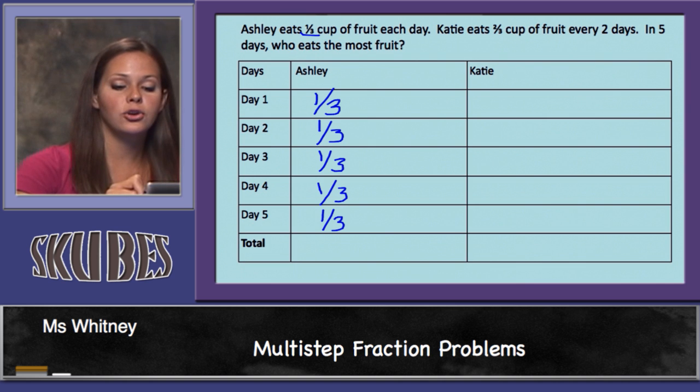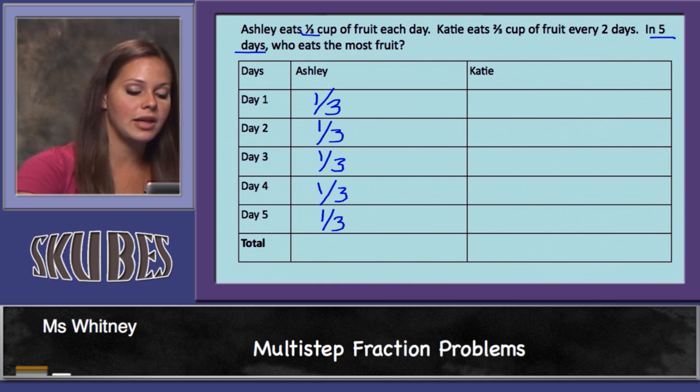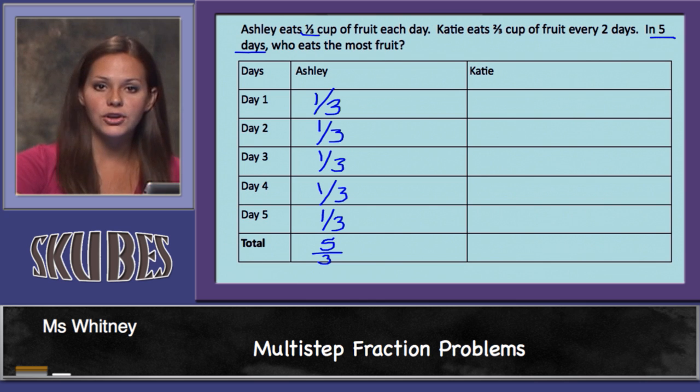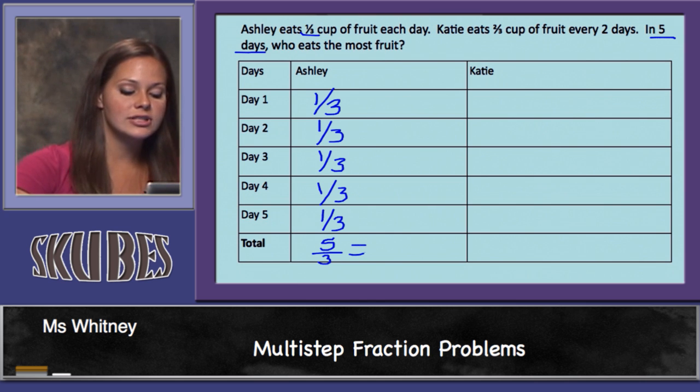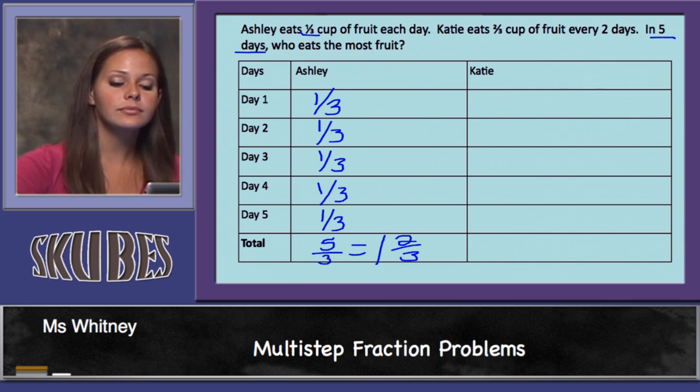We're trying to find out who eats the most in 5 days. So let's find out how much Ashley ate. First, we'll add our numerators. We have 1 plus 1 plus 1 plus 1 plus 1, which is 5. And we'll keep our denominator the same, which is 5/3. 5/3 is equal to 1 2/3. So Ashley ate 1 2/3 cups of fruit.